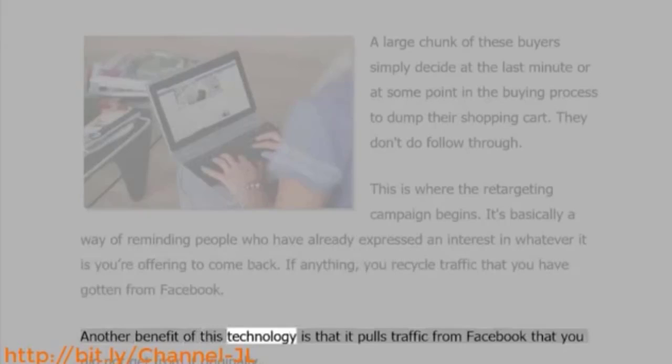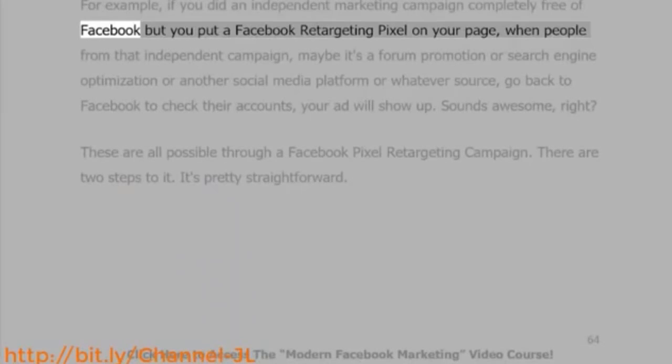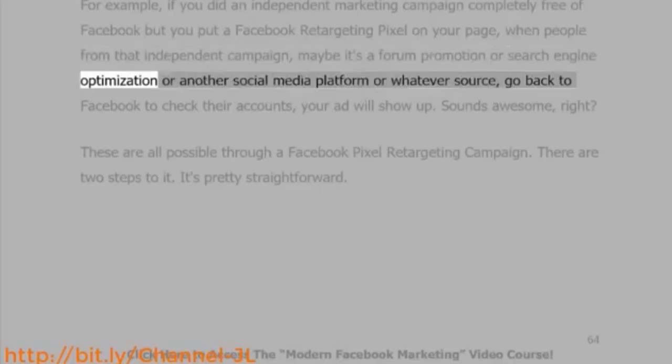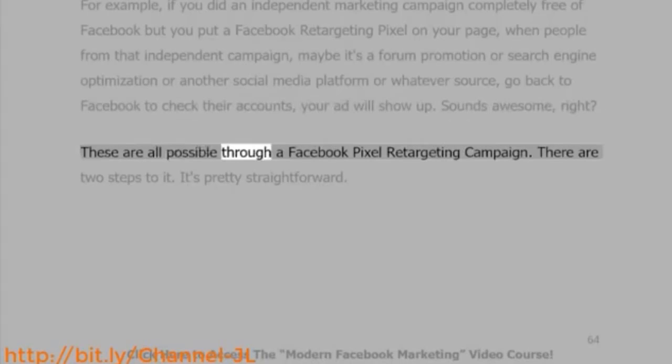Another benefit of this technology is that it pulls traffic from Facebook that you did not get from it originally. For example, if you did an independent marketing campaign completely free of Facebook but you put a Facebook retargeting pixel on your page, when people from that independent campaign, maybe it's a forum promotion or search engine optimization or another social media platform or whatever source, go back to Facebook to check their accounts, your ad will show up. Sounds awesome, right? These are all possible through a Facebook pixel retargeting campaign.